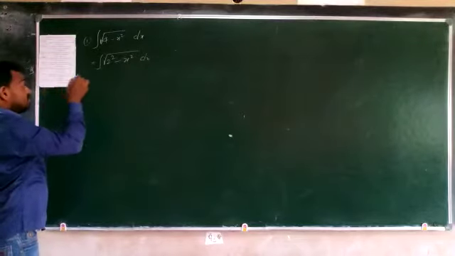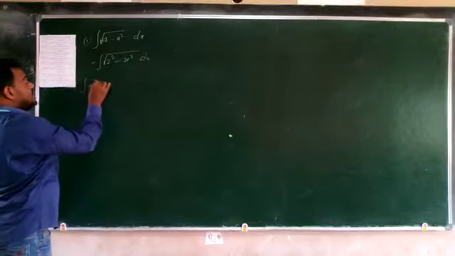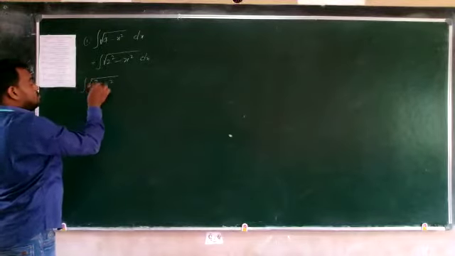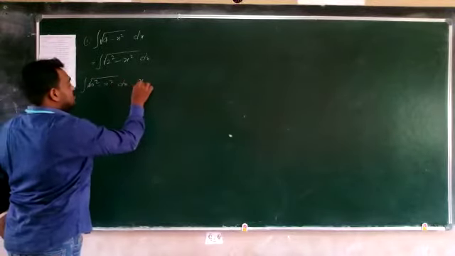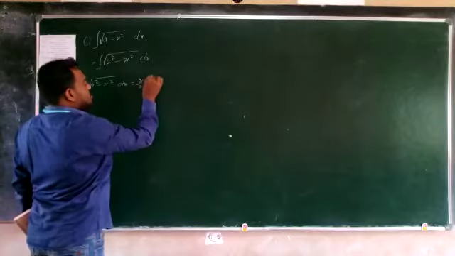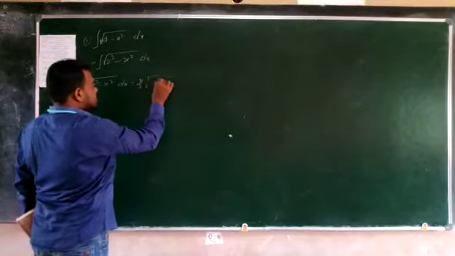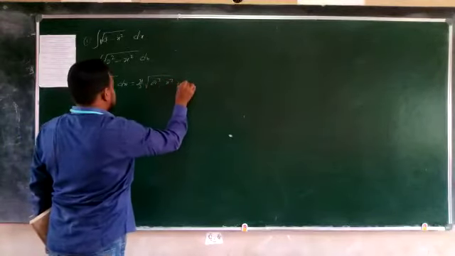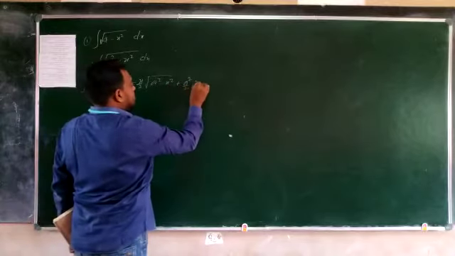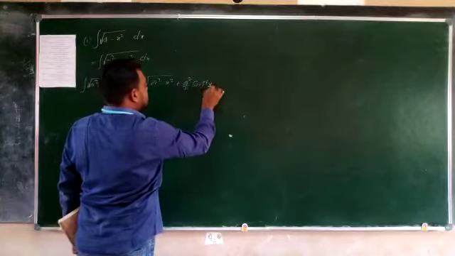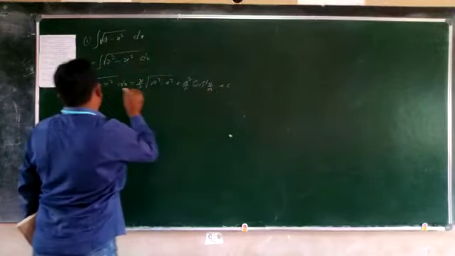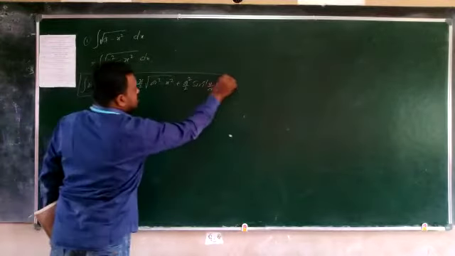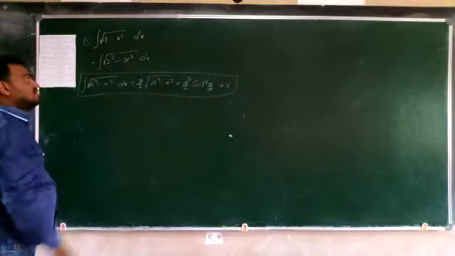We know the formula. Integration of square root of a square minus x square into dx is equal to x by 2 into square root of a square minus x square plus a square by 2 into sine inverse of x by a plus c. So by using this formula, we are solving this.